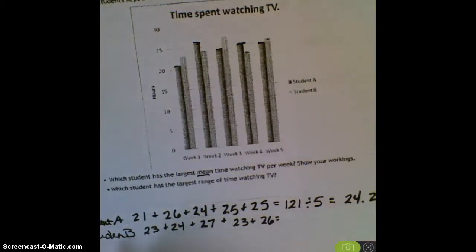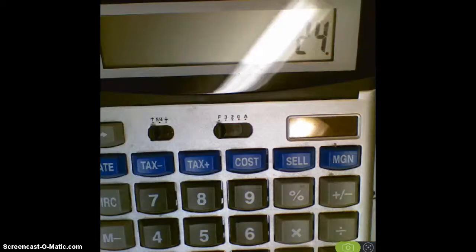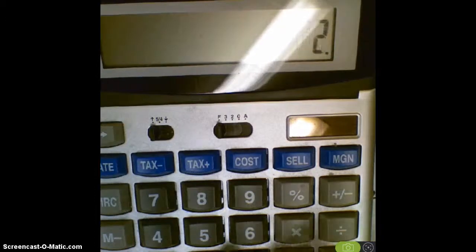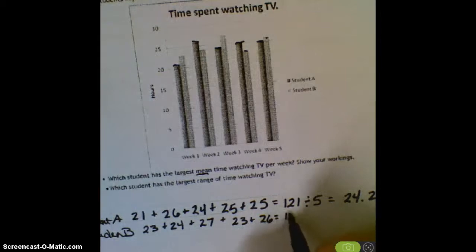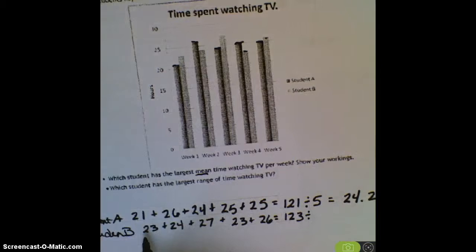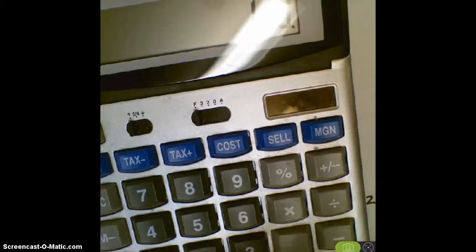And we're going to do the same thing. We're going to add all of these up, so go get your calculator if you don't have it. 23 plus 24 plus 27 plus 23 plus 26 equals 123. So we'll write our 123. We're going to divide by our number of numbers again, which was 5. I'm sure it still is: 1, 2, 3, 4, 5. And we'll find out student B's mean: divided by 5 equals 24.6.